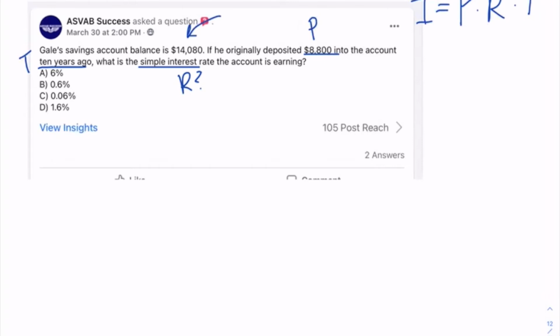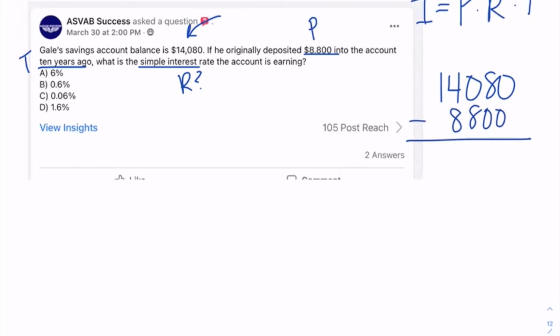So what we have to do is actually subtract. If let's say Gail deposits 8,800 and now he has 14,080, that means the rest of the money that's in there came from interest. So by subtracting, we can figure out how much interest he has earned. So we're going to do 0, 8, 10 minus 8 is 2, 13 minus 8 is 5. So the interest is 5,280, okay?